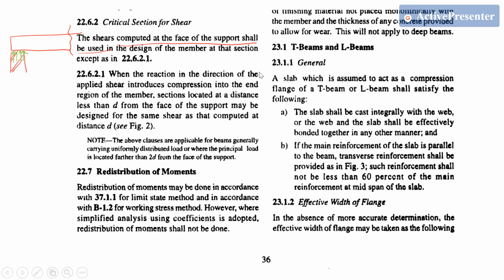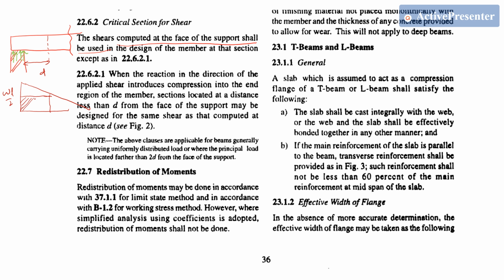That is, when the reaction in the direction of the applied shear introduces compression in the end region of the member, the section located at a distance d from the face of the support may be designed for the same shear. That is, if I have the shear force diagram like this, taking only half part of it, this is WL by 2. Then at a distance d from here, suppose this distance is d from the face, then the variation of shear stress is not considered.